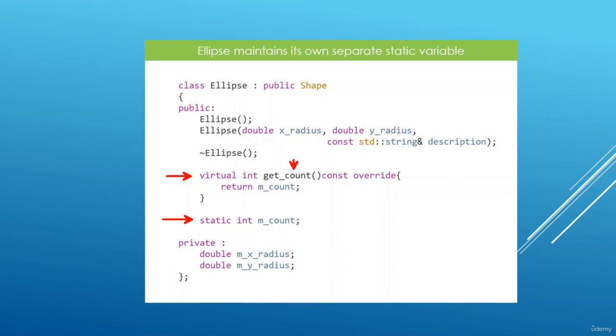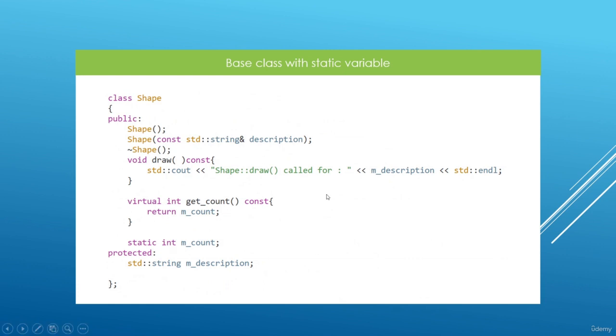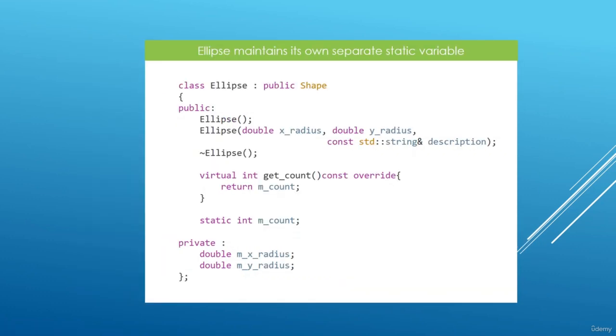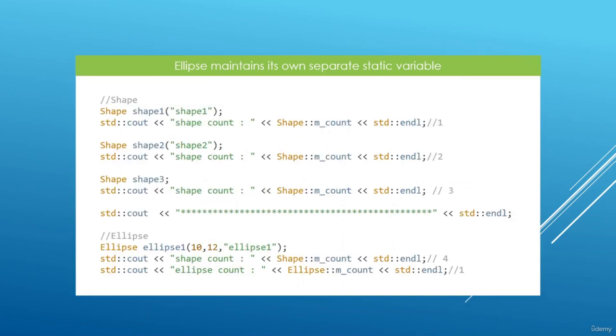But what we want to see is how things are going to work now that we have a static variable, which is named exactly the same as the one we have in our base class here. The one in shape is exactly named mCount. It is a static variable of type int. The one we have in ellipse is also the same. It is a static variable called mCount of type int. But now ellipse is going to maintain its own static variable and shape is going to maintain its own static variable. Now we are going to get this kind of behavior.